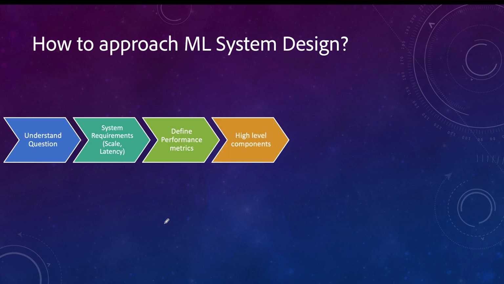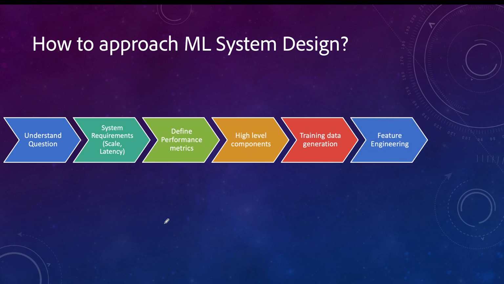Now your requirements are clear, you understand the problem, and you have performance metrics in place. Now you will identify the high level components, the key building blocks of the ML system that you want to design. Once you have a high level block diagram, you should start thinking of building the model. For that, first you will need to come up with a strategy for generating training data. And then you have to identify the key features that can be important for this use case.